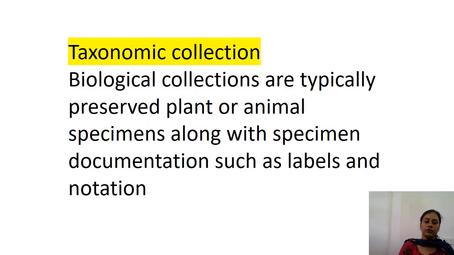Now we are coming to our main topic, that is taxonomic collection. So what is taxonomic collection? Biological organisms, means plants or animals, anything that we collect, then we preserve them with proper methodologies, and after preservation we document those organisms with the help of labels and notation, and this whole procedure comes under taxonomic collection.